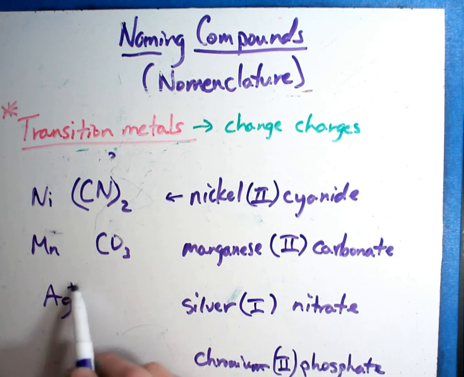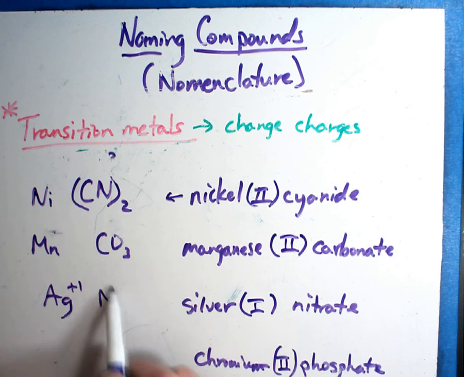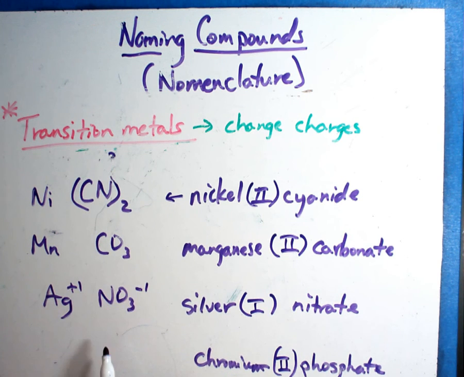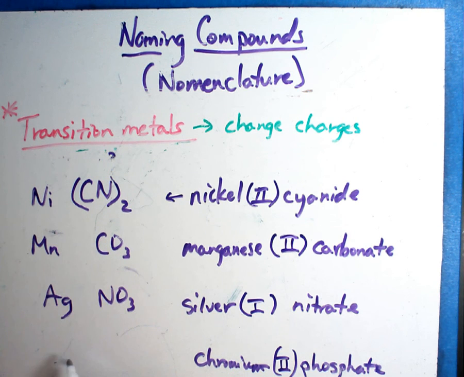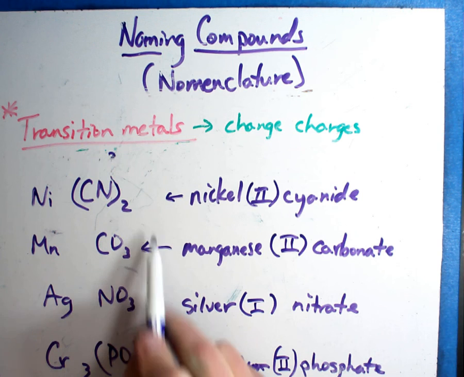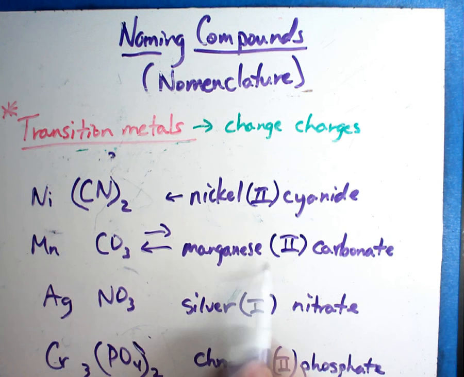Ag +1 because it says it is. Nitrate, look that up on that polyatomic chart, +1 -1. Charges disappear. Chromium +2. Phosphate PO4 -3. Switch them, 3, 2. I need parentheses. Take those out. I got all the formulas. So you should be able to go either way. Formula to name or name to formula. It gives you the same answers.